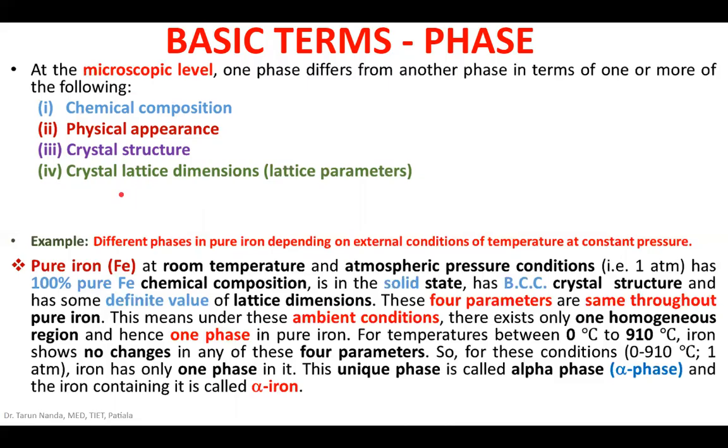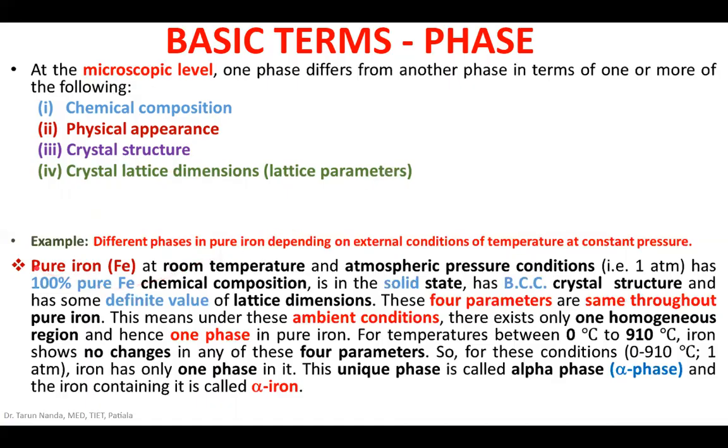You say, sir, I have 3 different regions present in the material system. In one region, there is some set of values of these 4 things. In another, there is one set, but one or more of these things is different in that second region. One or more things is different in that third region. Your metal or an alloy system is containing 3 phases in it.